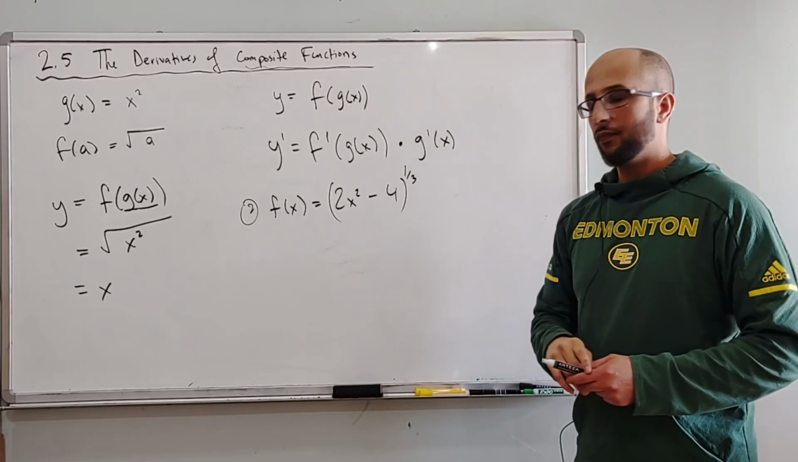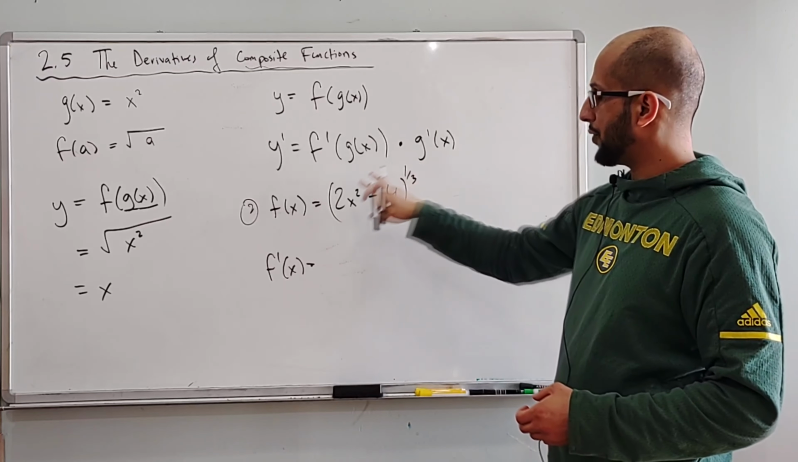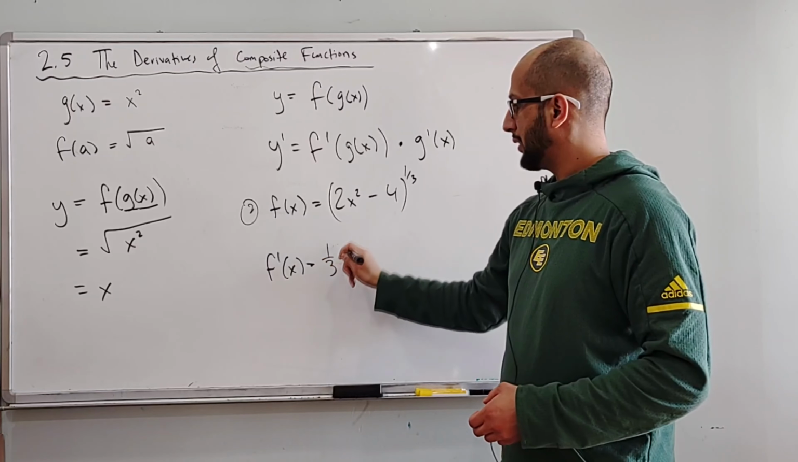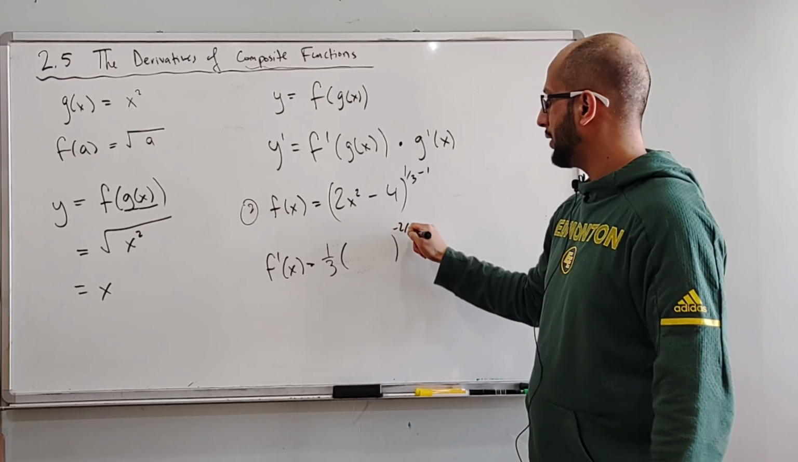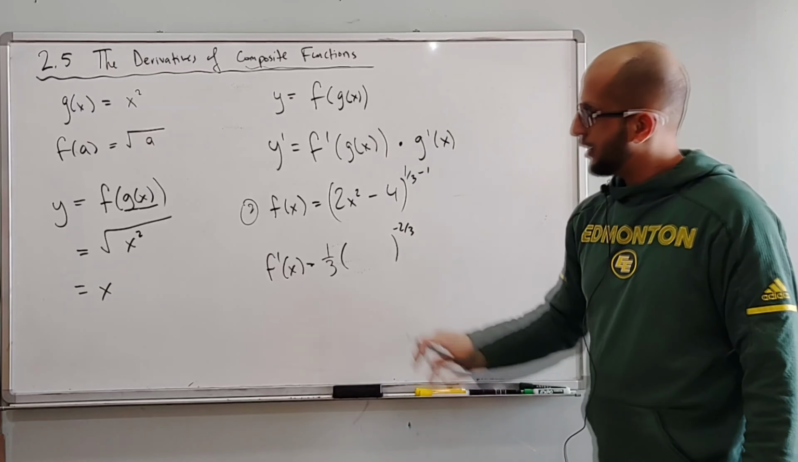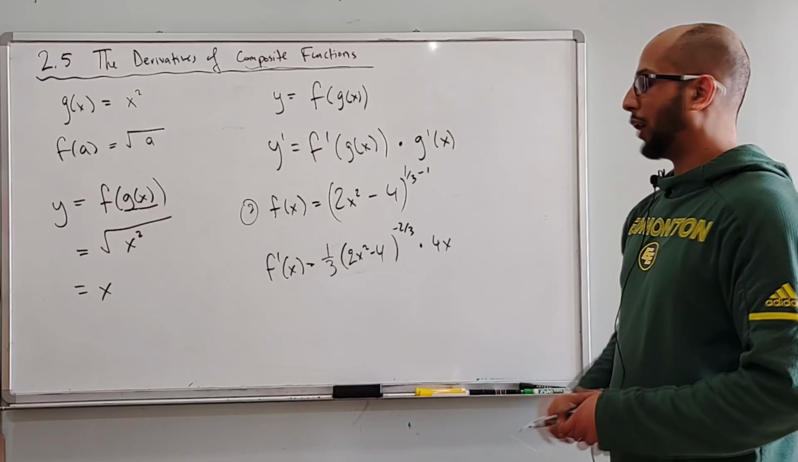To find the derivative, we start by taking the derivative of the external function. So the 1 over 3 comes down, and we do 1 over 3 minus 1, so we get negative 2 over 3. The internal component of the external function stays exactly the same, so it stays as 2x squared minus 4. Then we multiply it by the derivative of the internal function, which in this case is 4x.